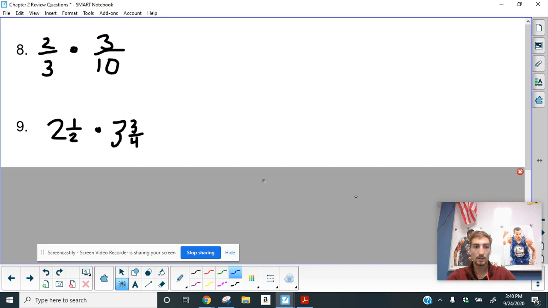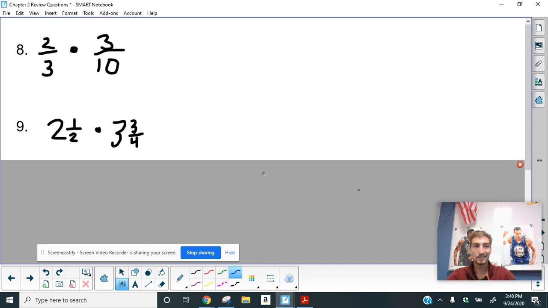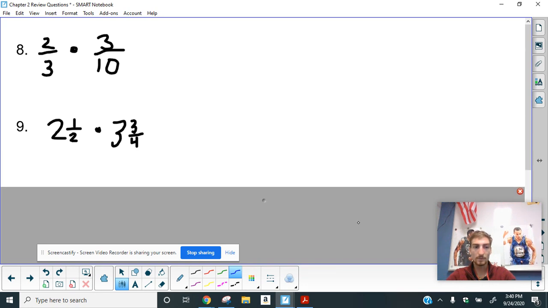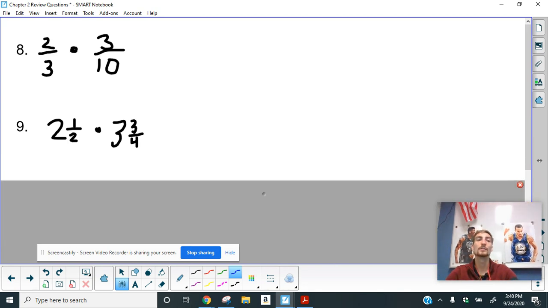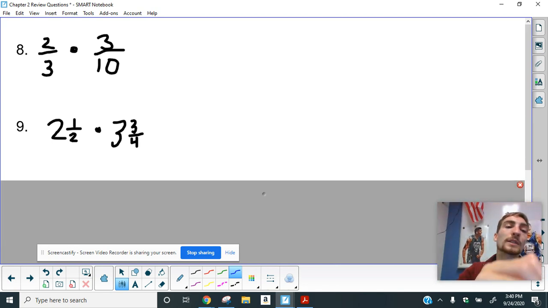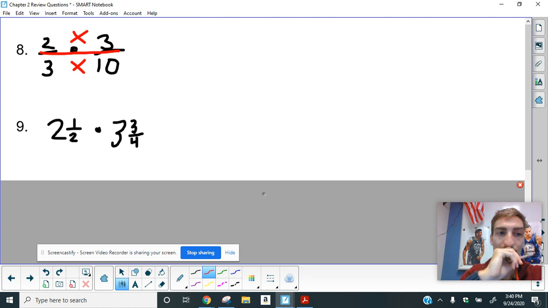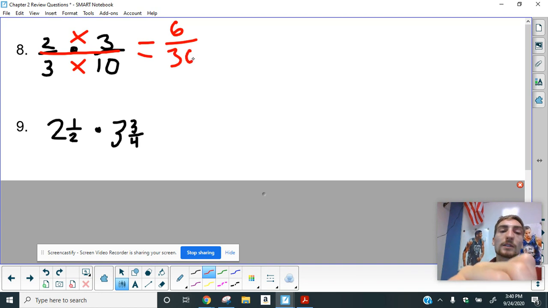All right. So now we're looking at problems 8 and 9, written in my beautiful handwriting. So this first one says 2 over 3 times 3 over 10. So with multiplication, all you do is just multiply across top, multiply across the bottom. You can actually think of it as one straight line across, 2 separate problems. All right. So if I do 2 times 3, it's going to give me 6. 3 times 10, going to give me 30.